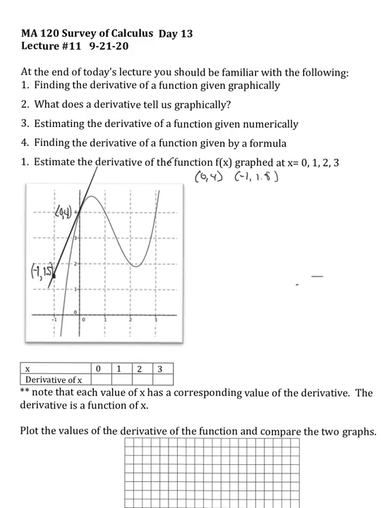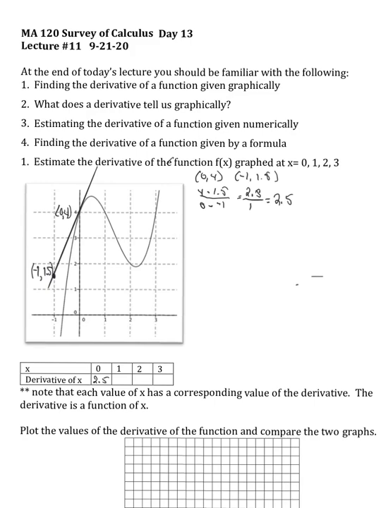And I'm going to find the slope: 4 minus 1.5 divided by 0 minus -1. 4 minus 1.5 is 2.5, and 0 minus -1 is positive 1. So that slope is 2.5. And I'm going to put that answer down in my chart down below.